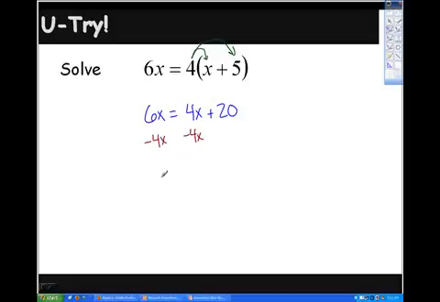And the result here is 2x equals 20. Let's undo that multiplication by 2 using division. So we're going to divide both sides by 2, and x equals 10.